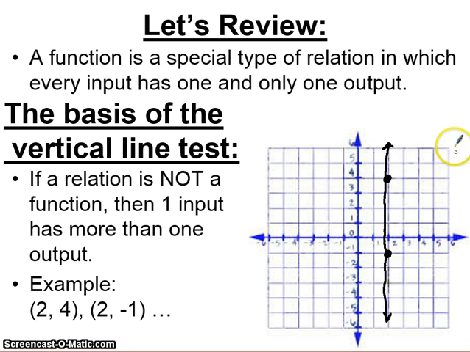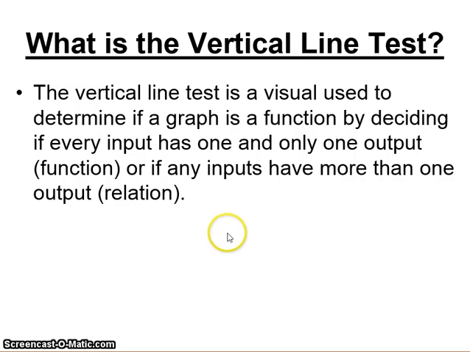This idea is the basis of the vertical line test, because if 2 points lie on the same vertical line, which is a line up and down, then they have to have the same input and two different outputs. So what is the vertical line test? The vertical line test is a visual used to determine if a graph is a function by deciding if every input has one and only one output, and if that's true, then it's a function. Or if any inputs have more than one output, and that would make it a relation.